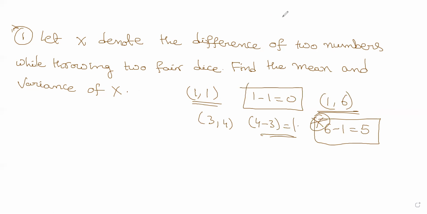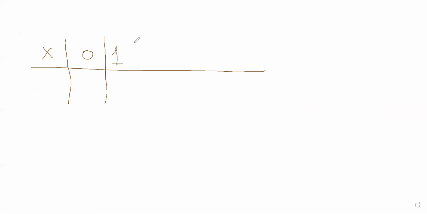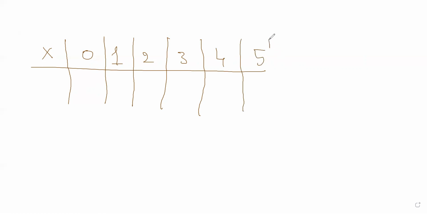So let us write the distribution. Two dice are thrown. Now X can be 0. You can get the difference 1. You can get the difference 2. You can get the difference 3. You can get the difference 4. You can get the difference 5. This is the maximum difference you can see here.